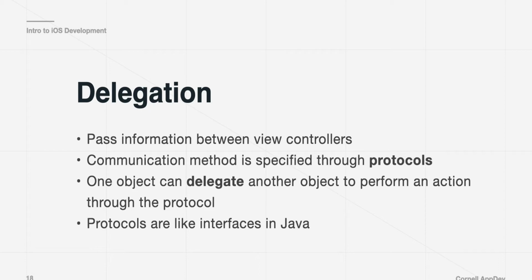So delegation is a communication method and it's specified through protocols. One object can delegate another object to perform an action through the protocol. And protocols are basically like interfaces in Java, which are a collection of methods that allow you to delegate one action to another object, if that makes sense.